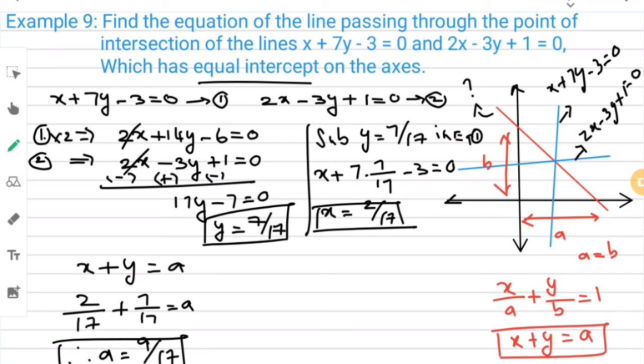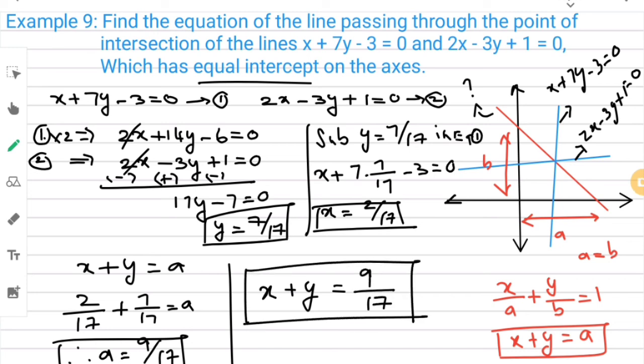What will happen to the equation of that intercept? x plus y is equal to a, and a is nothing but 9 by 17. This one is the equation of the equal intercepts on the axes.